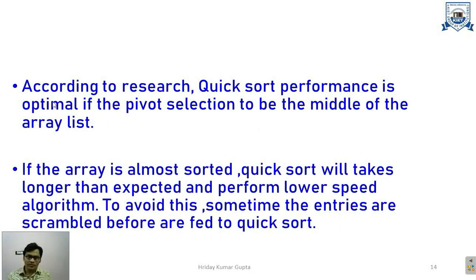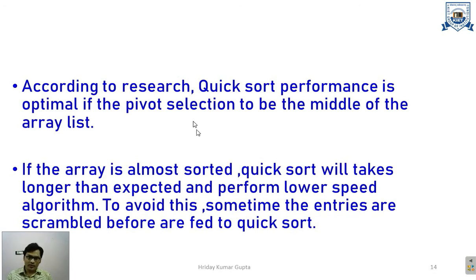But this is important. According to the research, quicksort performance is optimal if the pivot selection is the middle of the array list. That's very important. This will help you at the time of analysis, right? Because if you take the middle element of the array list, then definitely the array list will be split in half, and the analysis of the recursion tree for quicksort is very effective and easy to understand.